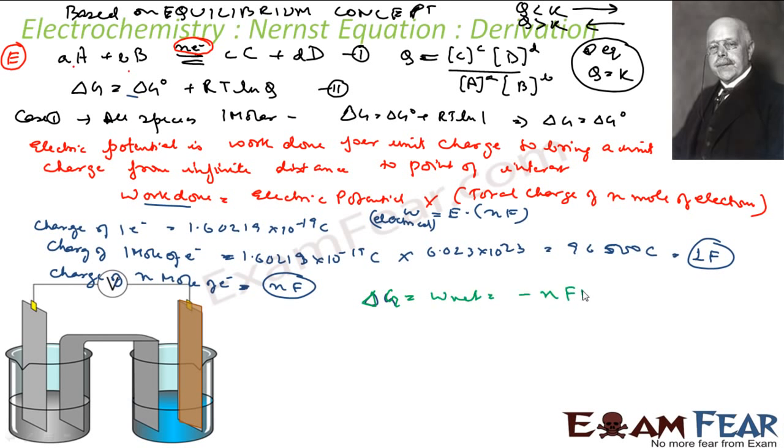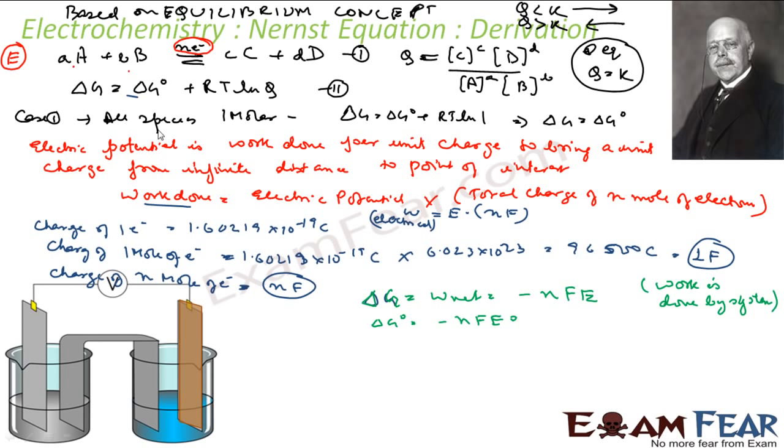Why minus? Because the work is done by the system. See, nobody is doing work on the system, right? The system is doing the work. The reaction is happening in the system and the system is doing the work. So delta G is minus nFE, correct? And with this reaction also we know that if delta G is minus nFE, delta G naught will be minus nFE naught, correct? Instead of G we put G naught, instead of E we put E naught.